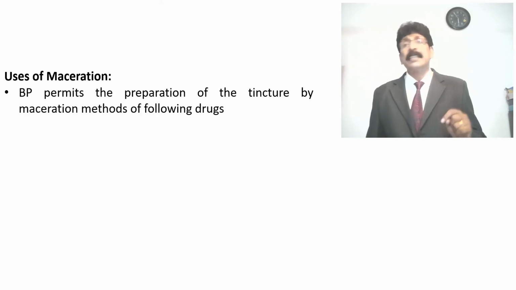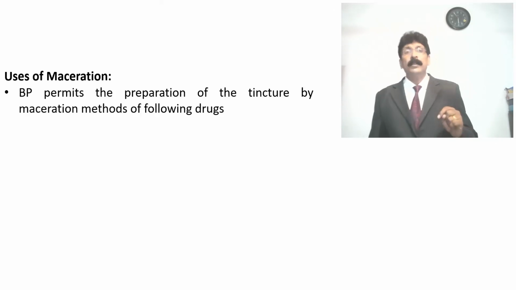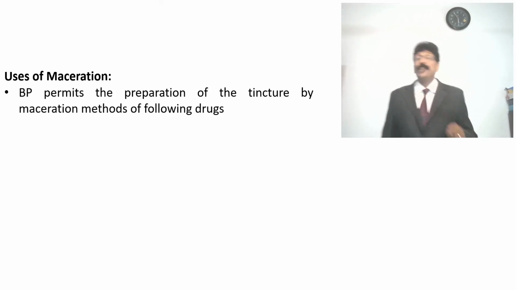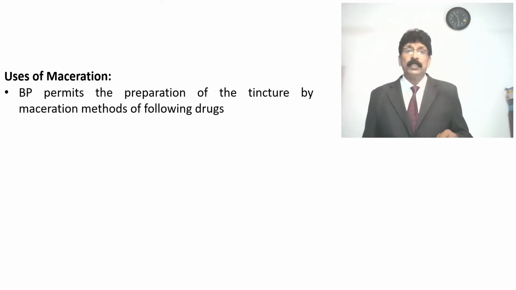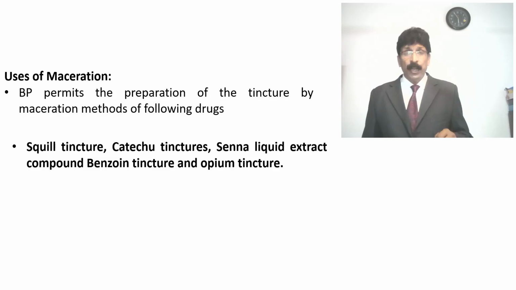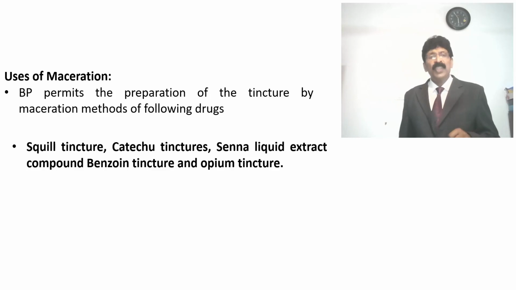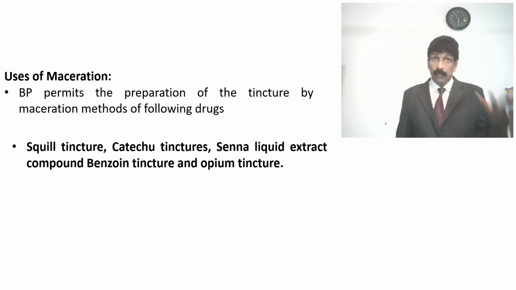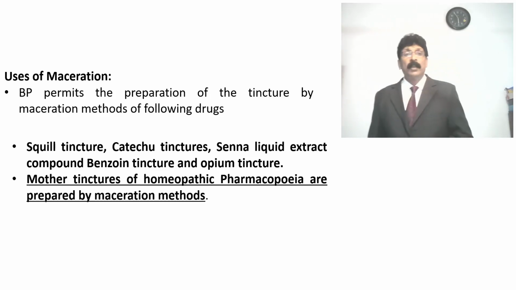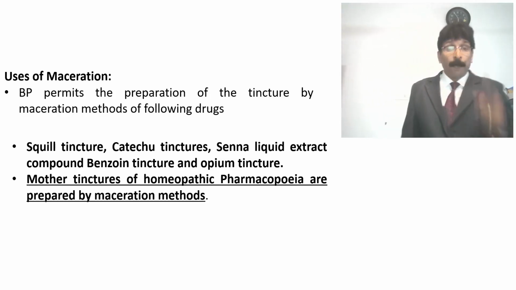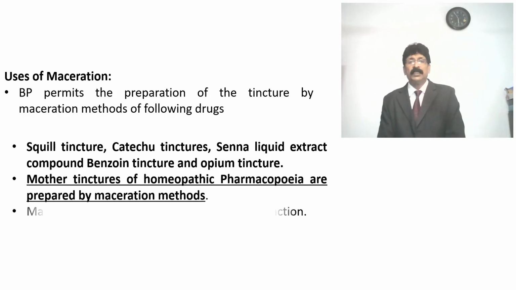Use of maceration. The British Pharmacopoeia permits the preparation of tinctures by the maceration method for the following drugs: squill tincture, catechu tincture, senna liquid extract, compound benzoin tincture, and opium tincture. Mother tinctures of the homeopathic pharmacopoeia are prepared by maceration methods.